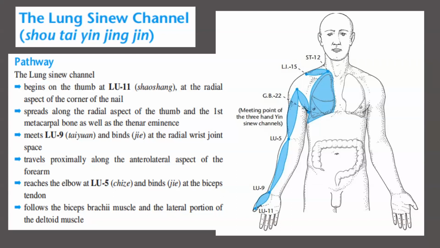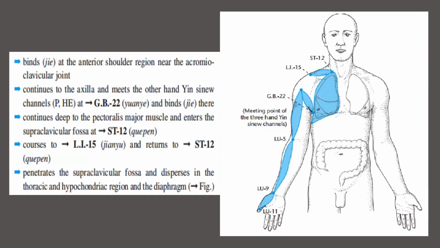Travels proximally along the anterolateral aspect of the forearm and reaches the elbow at lung 5 and binds at the biceps tendon. It follows the biceps brachii muscle and the lateral portion of the deltoid muscle. Binds at the anterior shoulder region near the acromioclavicular joint, then continues to the axilla and meets the other hand yin sinew channels, the pericardium and the heart, at gallbladder 22, and binds there.